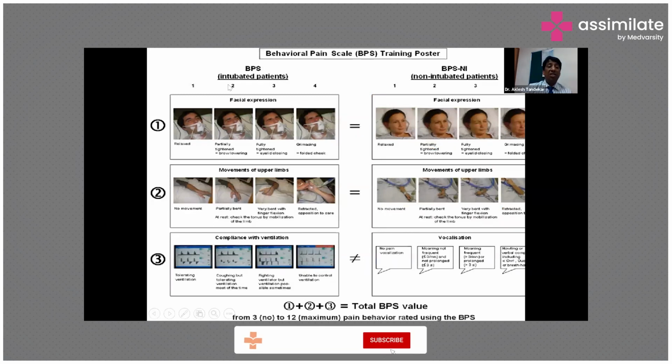So, especially if the patient is intubated, the facial expressions, movement of the upper limb, and compliance with the ventilator, whether the patient is fighting with the ventilator, these parameters can be assessed. But if the patient is not intubated, the facial expressions, movement of the upper limb, and vocalization, and after giving pain, how the patient is, these responses can be monitored for assessment of the efficacy of the sedative agent.